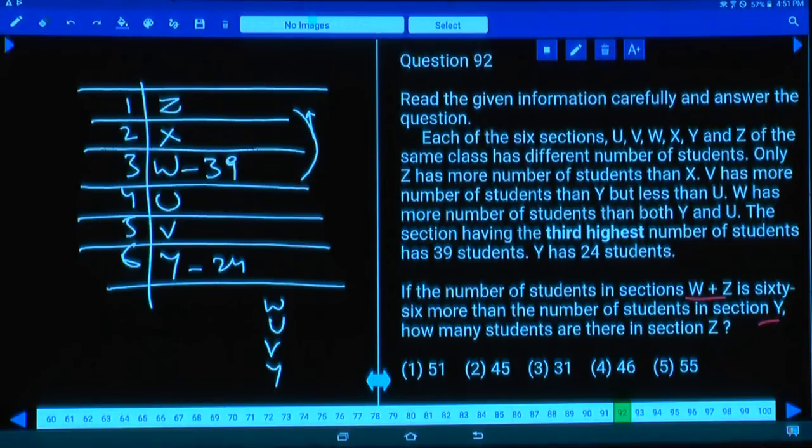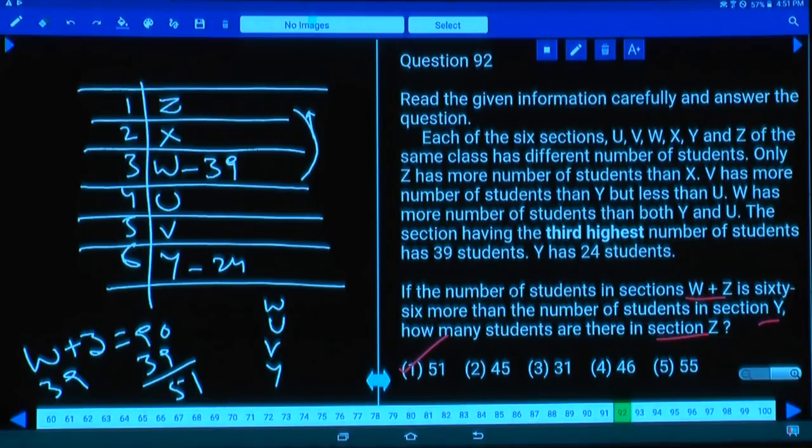W and Z must be 66 more than this one. Hence W and Z must be 24 plus 66, which is 90. As W plus Z is 90, and W is already 39, what is left over here? This must be 51. So the number of students in section Z is 51. That is choice 1.